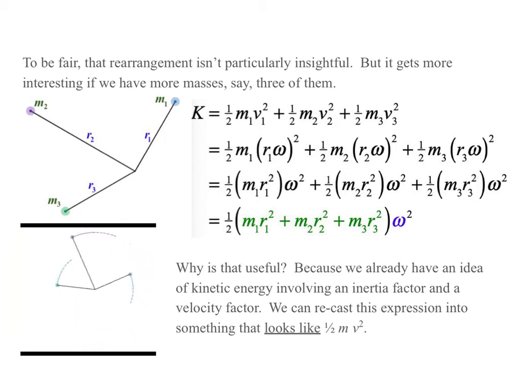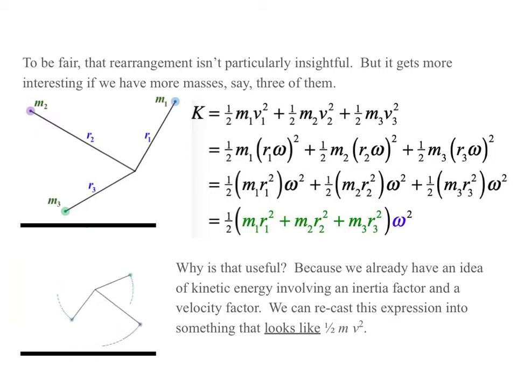So now I can do the same algebra trick, and I can group the m's and r's together, and I have 1/2 m1 r1 squared times omega squared, and 1/2 m2 r2 squared times omega squared, and 1/2 m3 r3 squared times omega squared. But now I can pull it out and say this is 1/2 times some sum times omega squared, where the sum is m1 r1 squared plus m2 r2 squared plus m3 r3 squared. And you can see that if I had more points, how easy I could generalize this to just say take each mass times its distance squared.